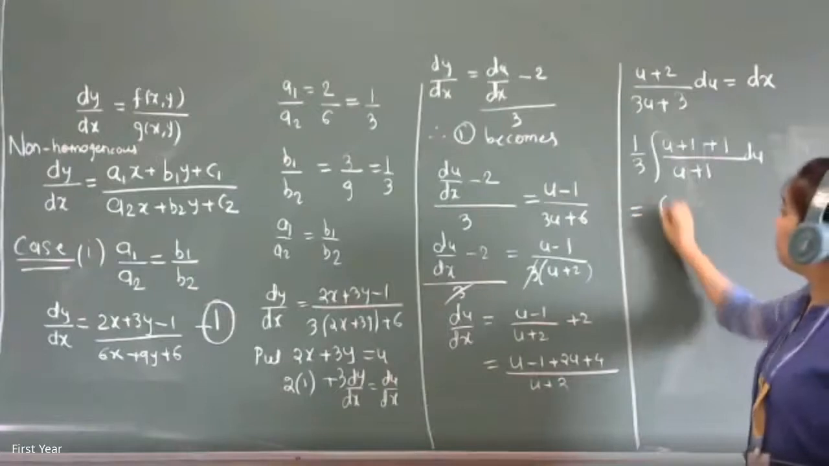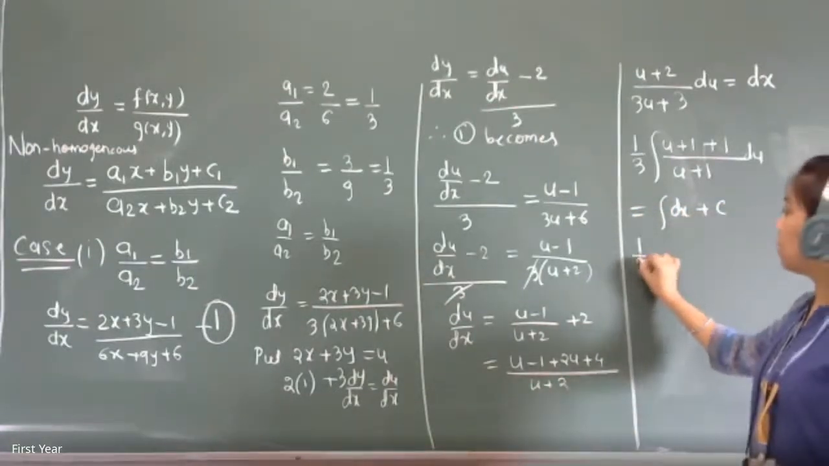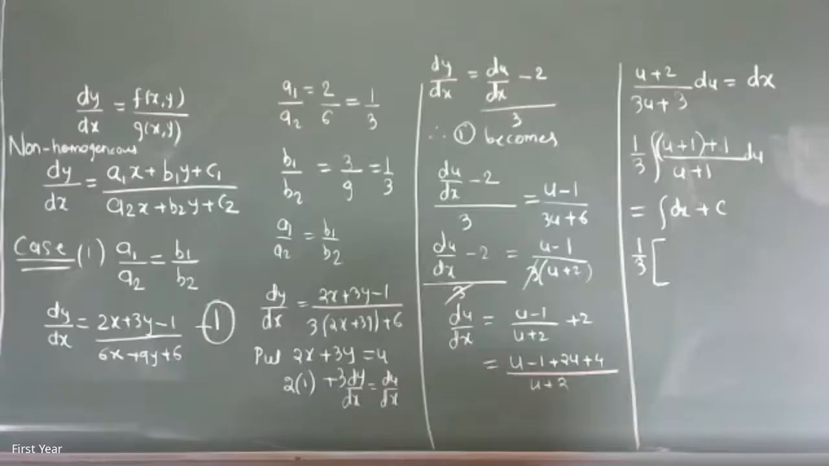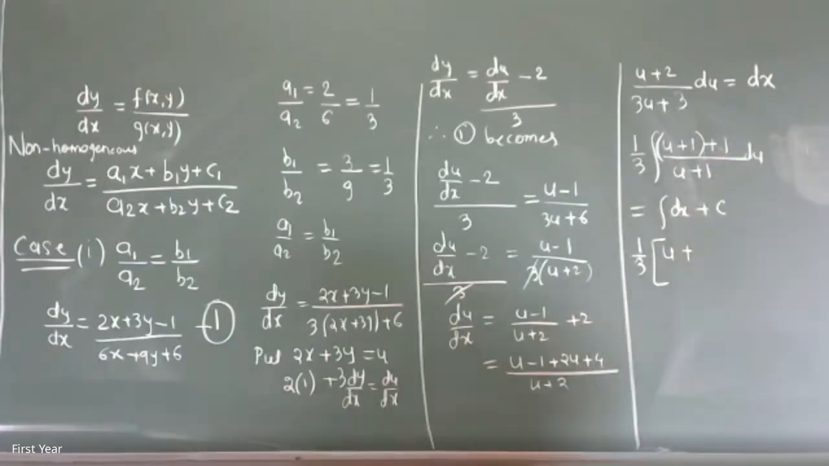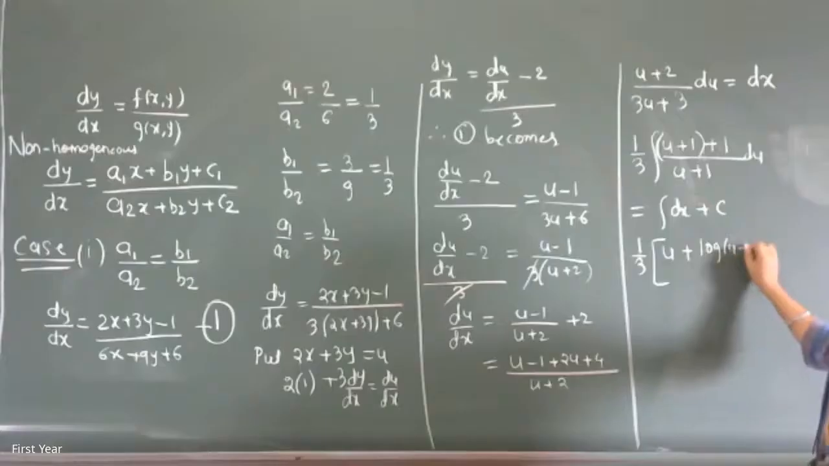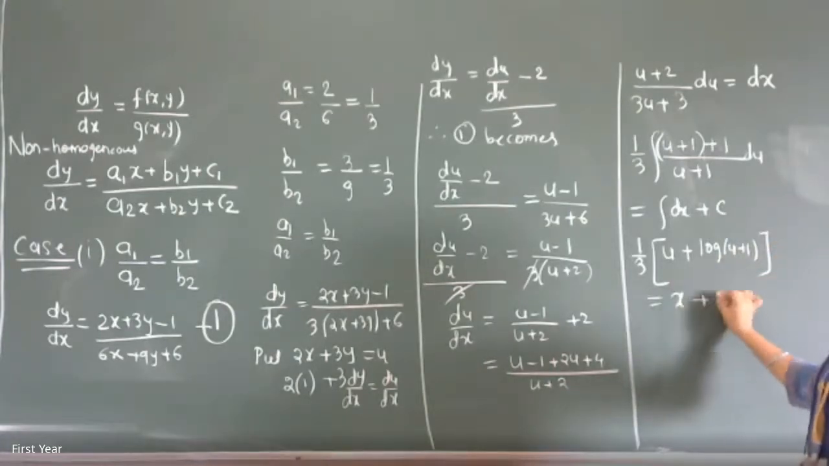Is equal to integration dx plus c. Now simplifying that, this is 1 by 3. The first term is u plus 1 upon u plus 1 is 1, which is du. Integration of u plus 1 upon u plus 1 is 1 upon u plus 1, log of u plus 1. And that is equal to x plus c. And now let's substitute the value of u.